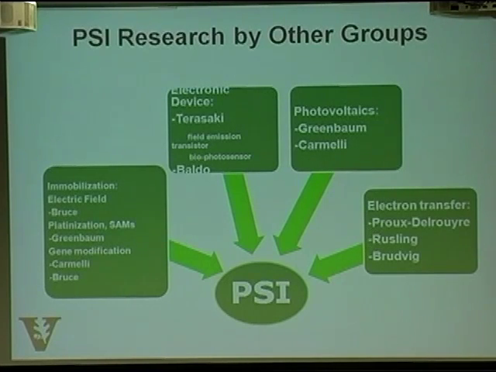I don't want to give you the impression we're the only group here working on this, or the only group in the world working on this. There are a lot of really talented groups out there. Groups in Europe here looking at electron transfer, in the United States as well. Several groups across the United States, including MIT and the University of Connecticut and Oak Ridge National Labs here in the state of Tennessee and University of Tennessee. But working on different aspects of this, whether it's immobilization, whether it's making electronic devices, whether it's making different kinds of photovoltaic type materials out of Photosystem I.